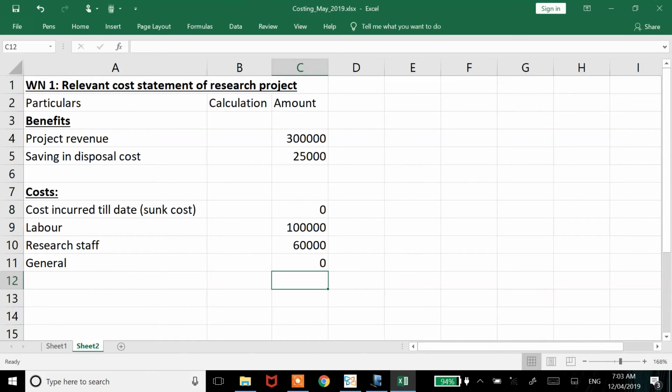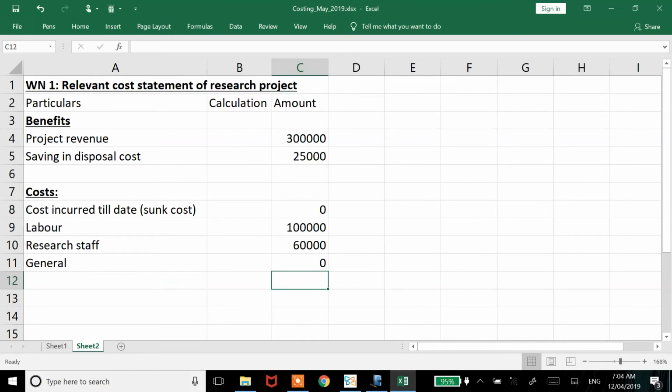So benefits is some 3,25,000, cost is 160, net benefit is 165. I go ahead with the project. If we just go by accounting numbers, you will end up rejecting the project, because you will first write cost incurred till date. You will write 2,50,000 as the first expense. So accounting will not always give you the right answer. That is where relevant costing comes into the picture.